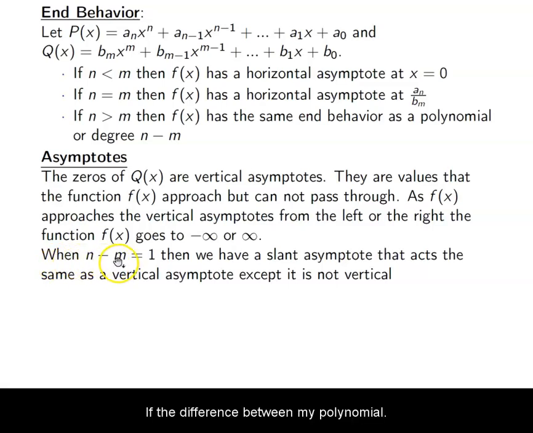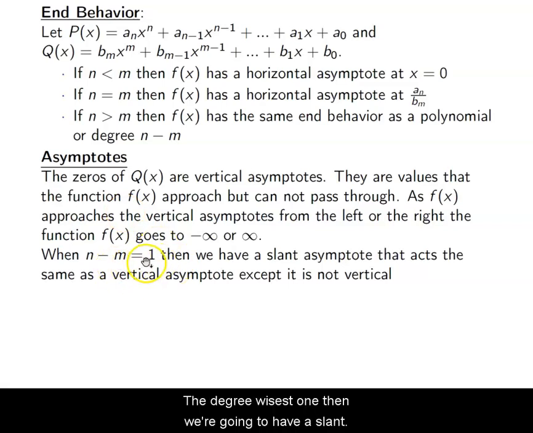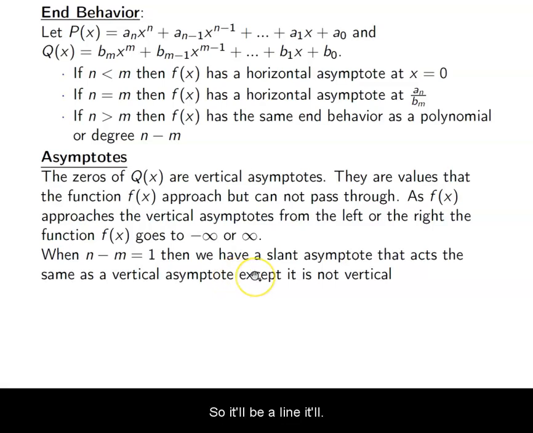If the difference between my polynomials, degree-wise, is 1, then we're going to have a slant asymptote. Okay, so it'll be a line. My function will approach that line in the long run behavior, and it'll just get as close to that line as possible. It'll never cross a slant asymptote.